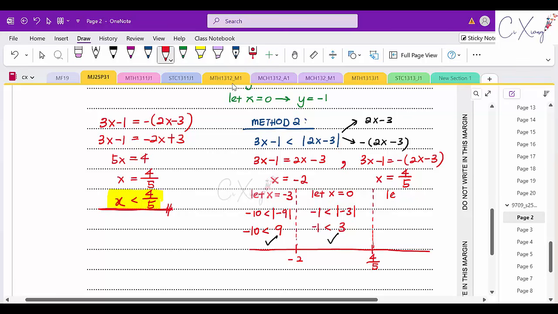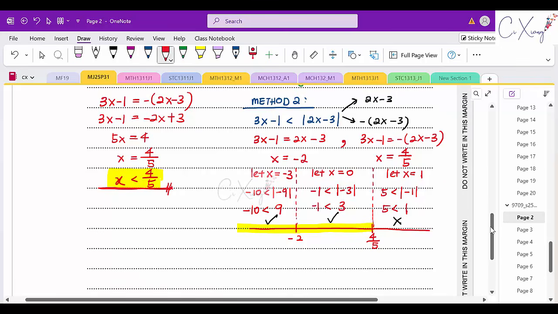And next one, it will be x equals 1, let's say. Substitute x equals 1 into my inequality. So I have 6 minus 1, which is 5, smaller than modulus of negative 1. So 5 smaller than 1. And very obvious, this is a wrong part of the answer, right? So according to the answer that I checked part by part here, basically you can see that the values below x equals 4 over 5 will give you a correct inequality. Therefore, from here you will have x smaller than 4 over 5.